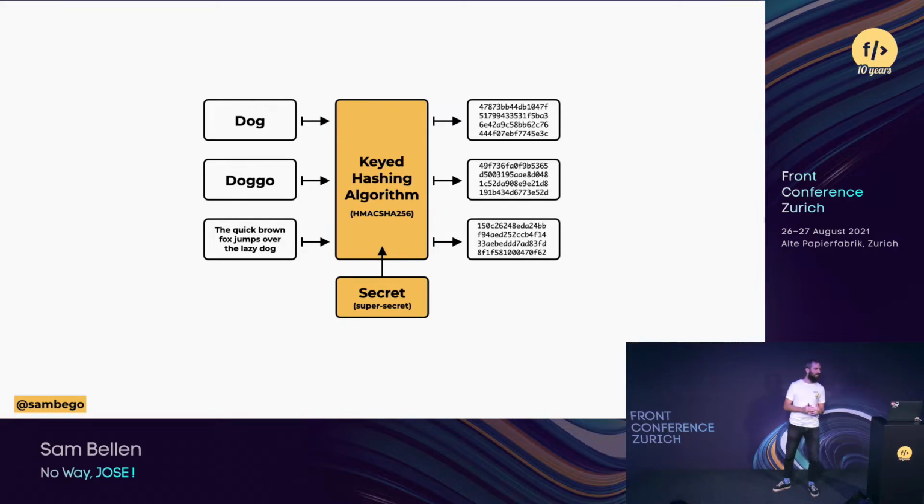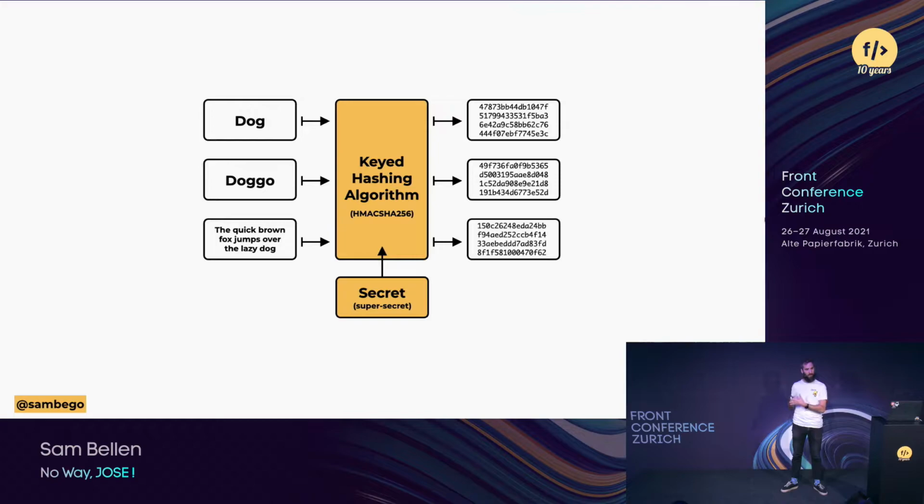So if you have the same example as before, dog, doggo, and the quick brown fox, yada yada, and you put it into a keyed hashing algorithm, HMAC SHA-256, so it's SHA-256, which you had previously, prefixed by HMAC, and you enter a secret key, you get again a fixed size output, because it's still a hashing algorithm, but depending on the secret you add to this algorithm, the output will be different.